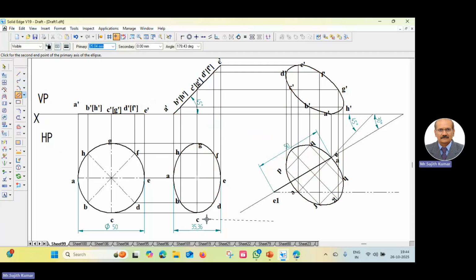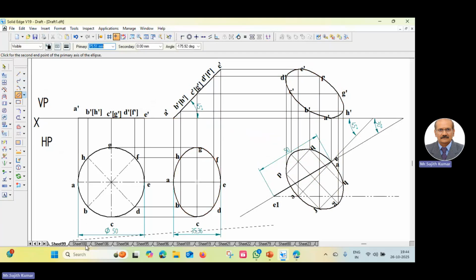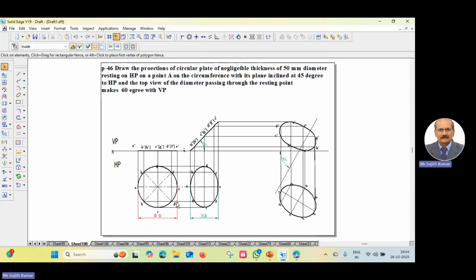Now this question is over. Now we'll go to the next question, where the same question is there. This is the question: draw the projection of a circular plate of negligible thickness, 50 mm diameter, resting on HP on a point A on the circumference, with its plane inclined 45 degrees.